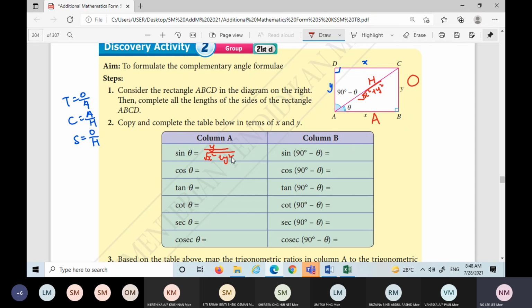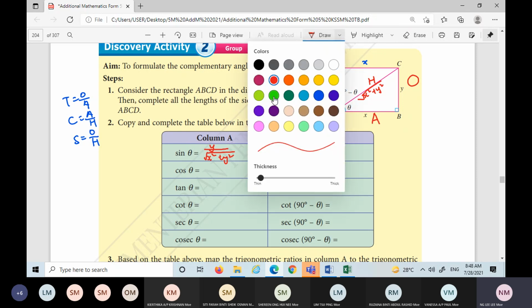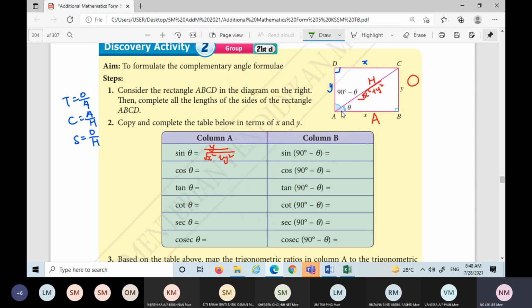Okay, so I have settled for this. Now I want to do this. This is at this side. For this side, maybe I use another color. Use green to label it.